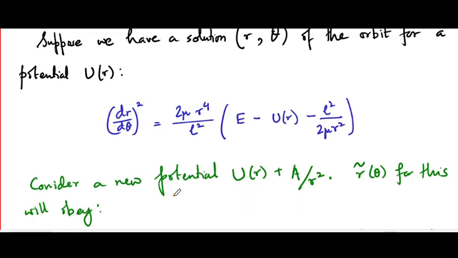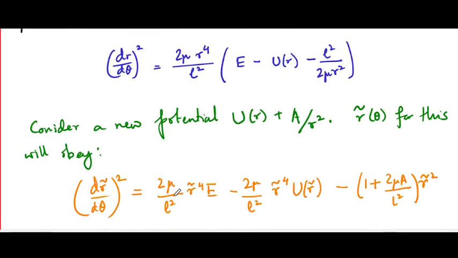Now, r tilde of theta must obey a differential equation which essentially is exactly the same as this equation: 2 mu r tilde to the 4 by L square E minus 2 mu r tilde to the 4 by L square U of r tilde. But the new thing is in this term, which was nothing but simply r square after you multiply this out. In the original equation, the change in the potential has added an additional piece, so that now you have 1 plus 2 mu a over L square times r tilde square.